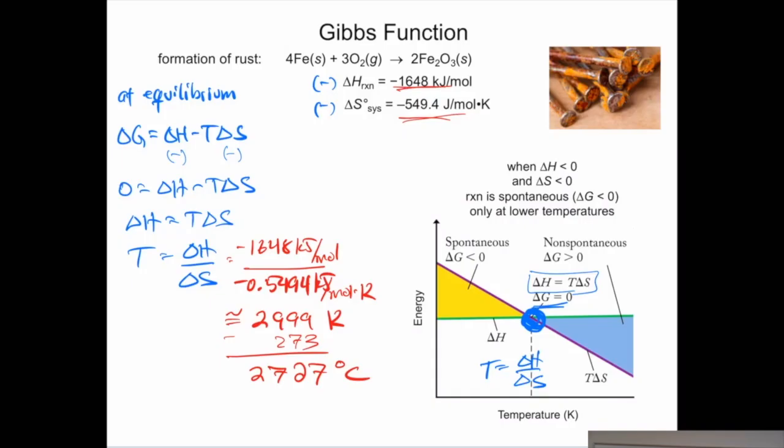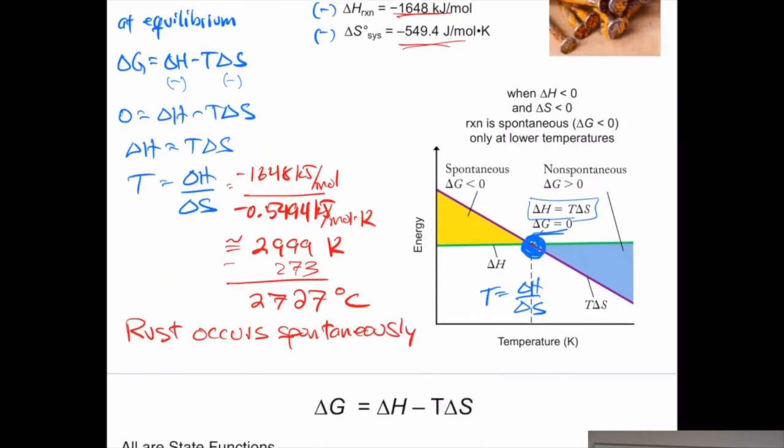We can make this calculation, but this reaction, rust, will be spontaneous above or below this temperature? Rust occurs spontaneously above or below 2,700 degrees Celsius? Below. And the last time I checked, 2,700 Celsius is pretty hot, which means that in our daily lives, this reaction is always spontaneous.